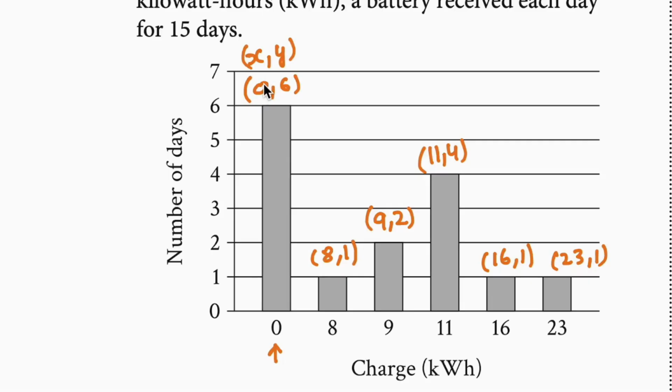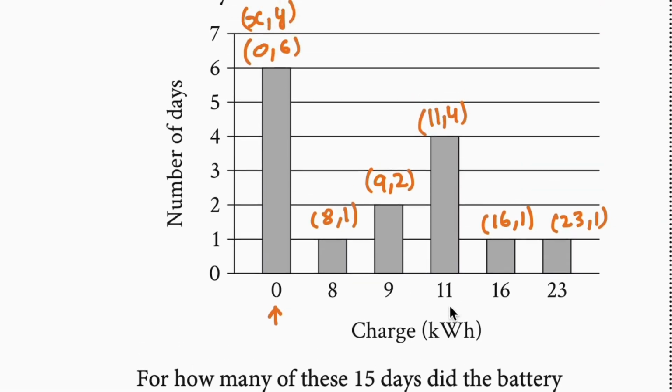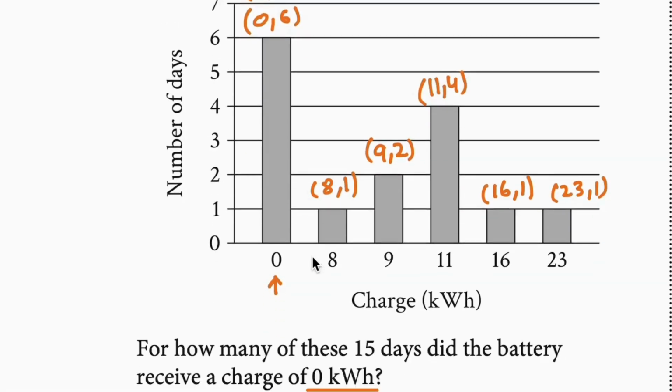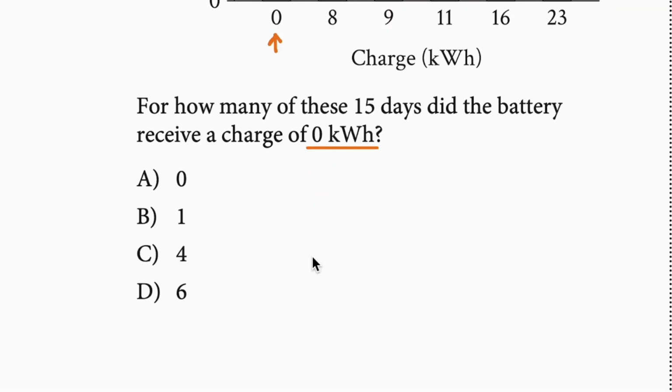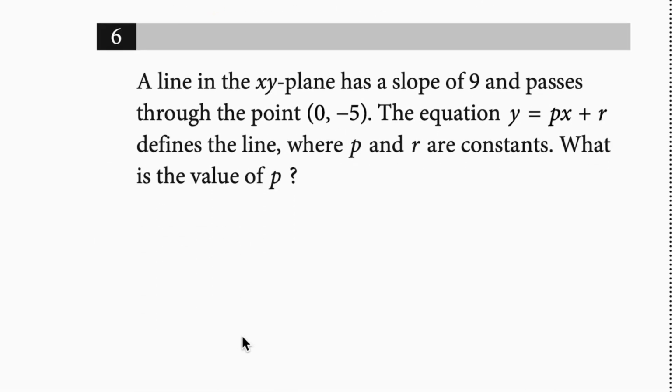Okay, now let's see what the question is. For how many of these 15 days did the battery receive 0 kilowatt hours? So total days are 15 and 0 kilowatt hours is for 6 days. So we have to just read the data from the graph. Okay. So D is the right option. Perfect. Let's move to question 6.